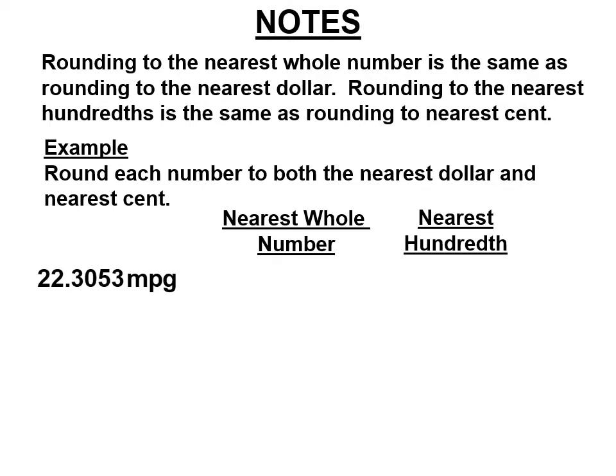Right, so when we round to the nearest whole number, it's the same as rounding to the nearest dollar, same rules. And rounding to the nearest hundredth is the same as rounding to the nearest cent. So let's see, nearest whole number, so 22.3053. Okay, so we look for the nearest whole number, and the nearest whole number is 22. We stay where we are, because that's lower than 5. Nearest hundredth, right, it's exactly like cents. We're going to look at the thousandths place, and so we're going to go up to 22.31.